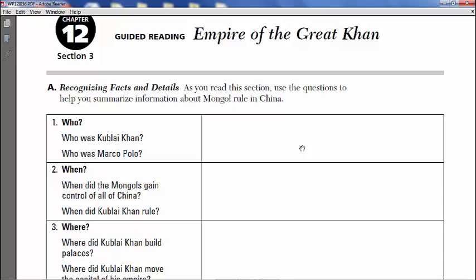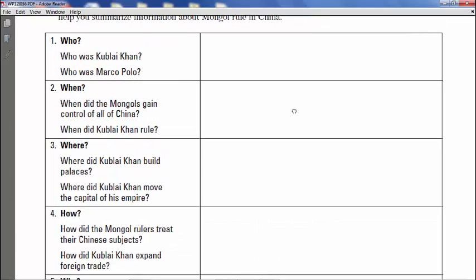Who was Marco Polo? Marco Polo was a Venetian guy from Venice. He was a trader who traveled to China, visited Kublai Khan's court, and then served in his court for 17 years. Number 2, when did the Mongols gain control of all of China? 1279 is the year. Next part of number 2, when did Kublai Khan rule? From 1260 to 1294.